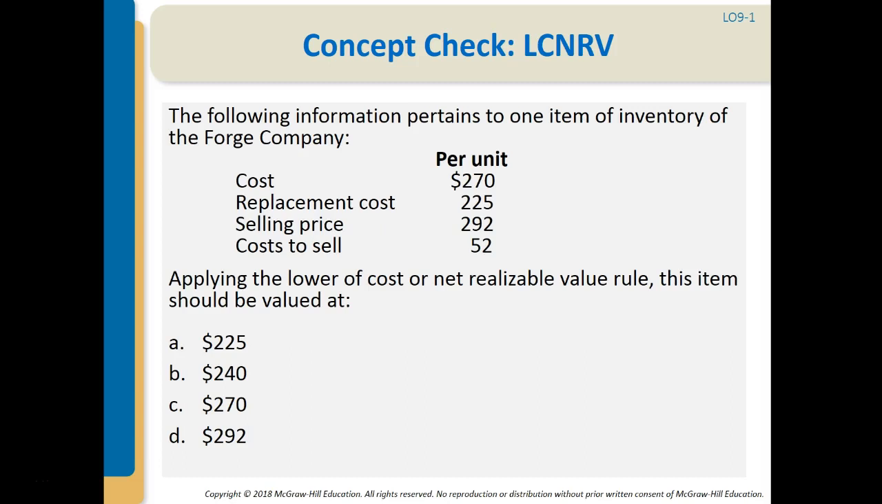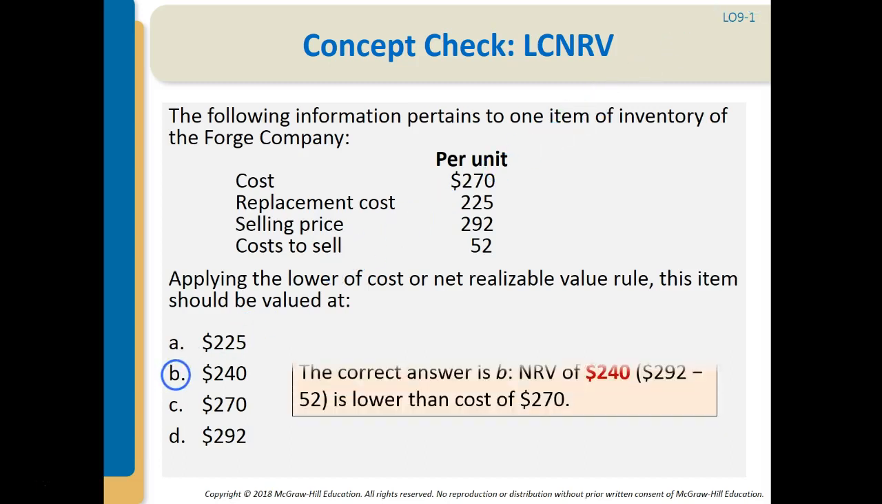Let's take a look at a concept question here. The following information pertains to one item of inventory of Forge Company. We have a cost of $270, a replacement cost of $225, a selling price of $292, and a cost to sell of $52. So if we apply the lower of cost or net realizable value, this item should be valued at $240. It's the $292 selling price minus the cost to sell, and that is lower than our cost of $270.